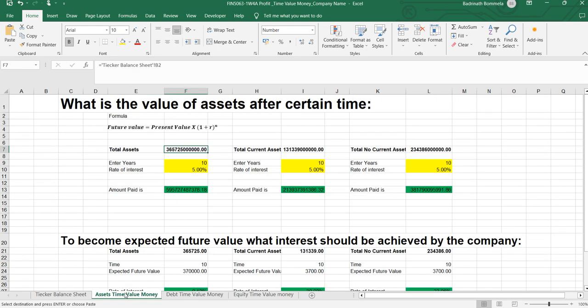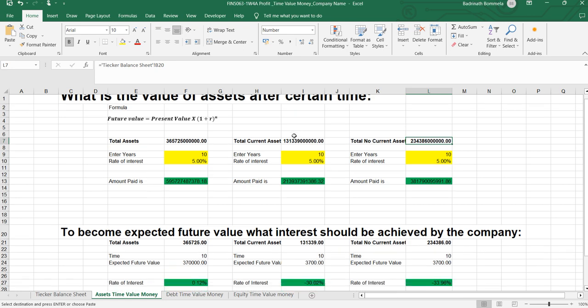Okay. So now let us try to understand assets and time value money. From the sheet, we identified that the total current assets is this value, total assets is this one, total non-current assets is this. See, if you want to know what your assets value could be after a certain period of time, maybe 10 years, 12 years, 5 years, 2 years, 1 year, whatever time you want to take, if you know the time and what interest, if you assume your value will be increasing, if you have both the values, you can get the future value of your assets.